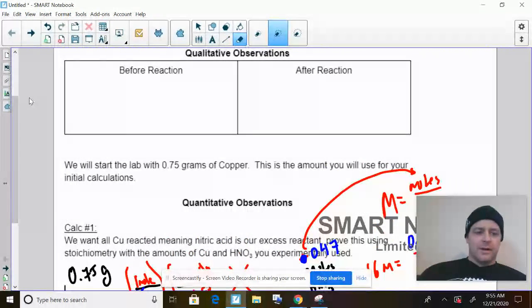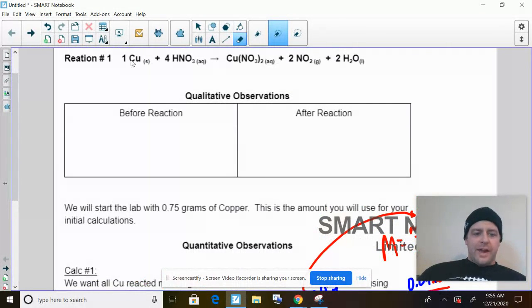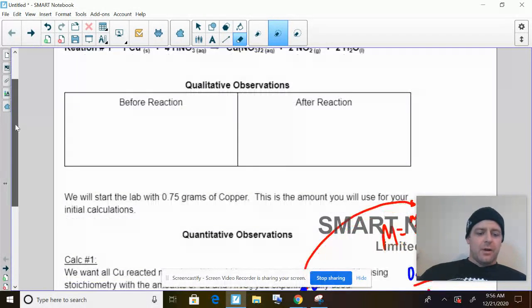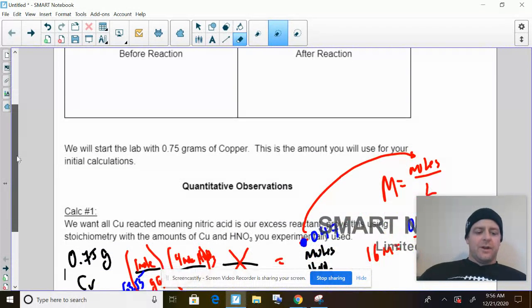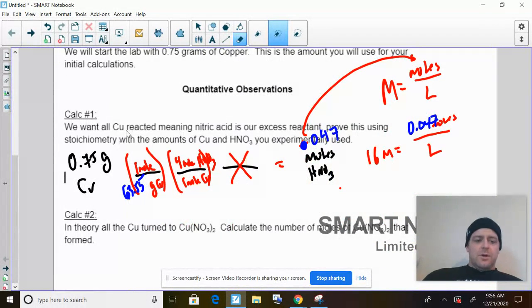Here's how we start. You've got the reaction. Copper is going to react with nitric acid to make copper nitrate, which is blue. You're going to have nitrogen dioxide, and then you will have water. So I'm going to start out with 0.75 grams of copper. And here's what calculation number one says: we want all of the copper to react and nitric acid to be our excess.